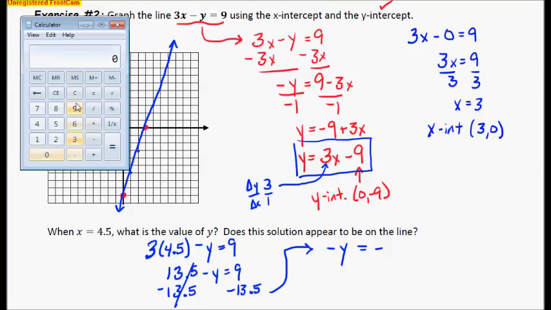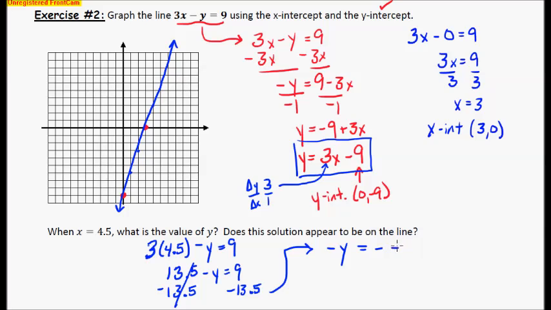And we go 9 minus 13.5, and we should get negative 4.5. Okay, so negative 4.5 goes right there. All right, and then remember, you got to divide by -1. You don't want to stop at that negative y, so y equals 4.5. Okay, so that coordinate would be an x value of 4.5 and a y value of 4.5.